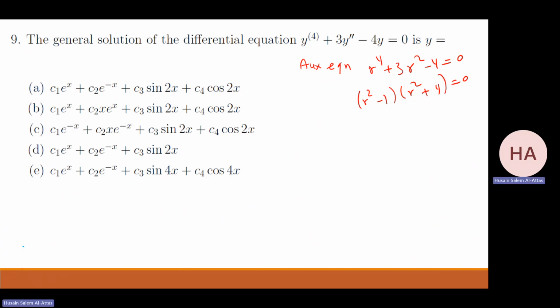Is it minus r squared plus 4r squared? That will be 3r squared. Correct. So I have r squared minus 1 equals 0, so r equals plus or minus 1. I have r squared plus 4 equals 0, so r equals plus or minus 2i.